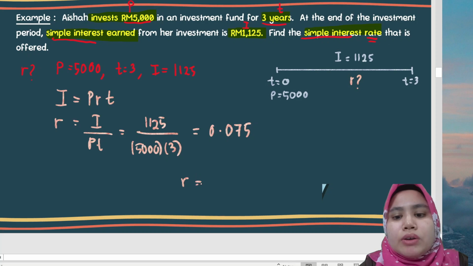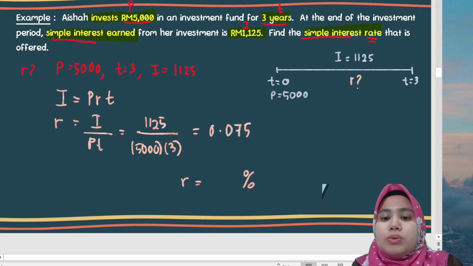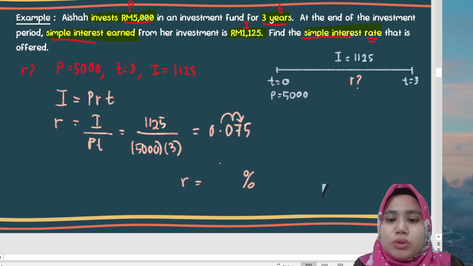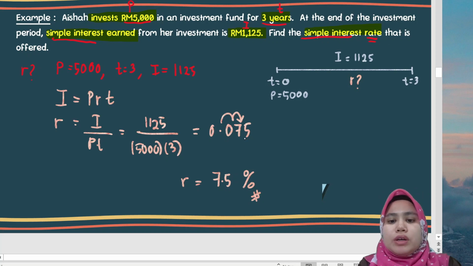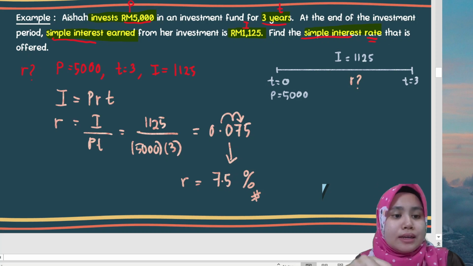Okay guys, but your R should be in percentage. Our unit for rate is percentage. So what you need to do is just multiply by 100. So we will get 7.5%. Don't put your answer as the decimal. Decimal we will only use in calculation.